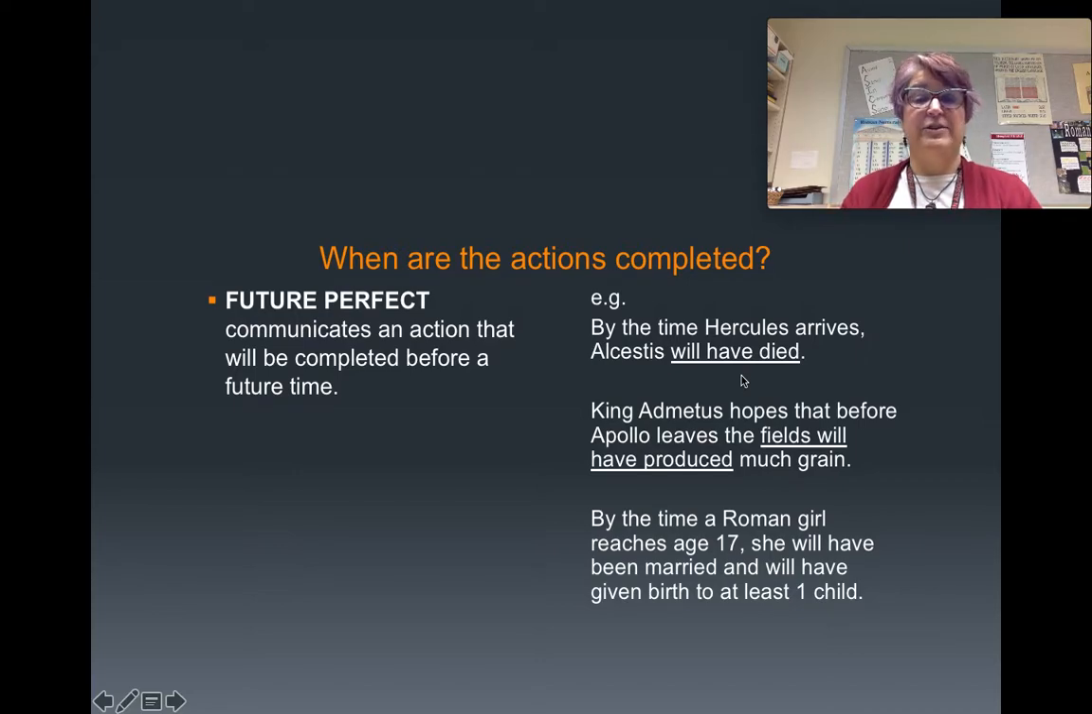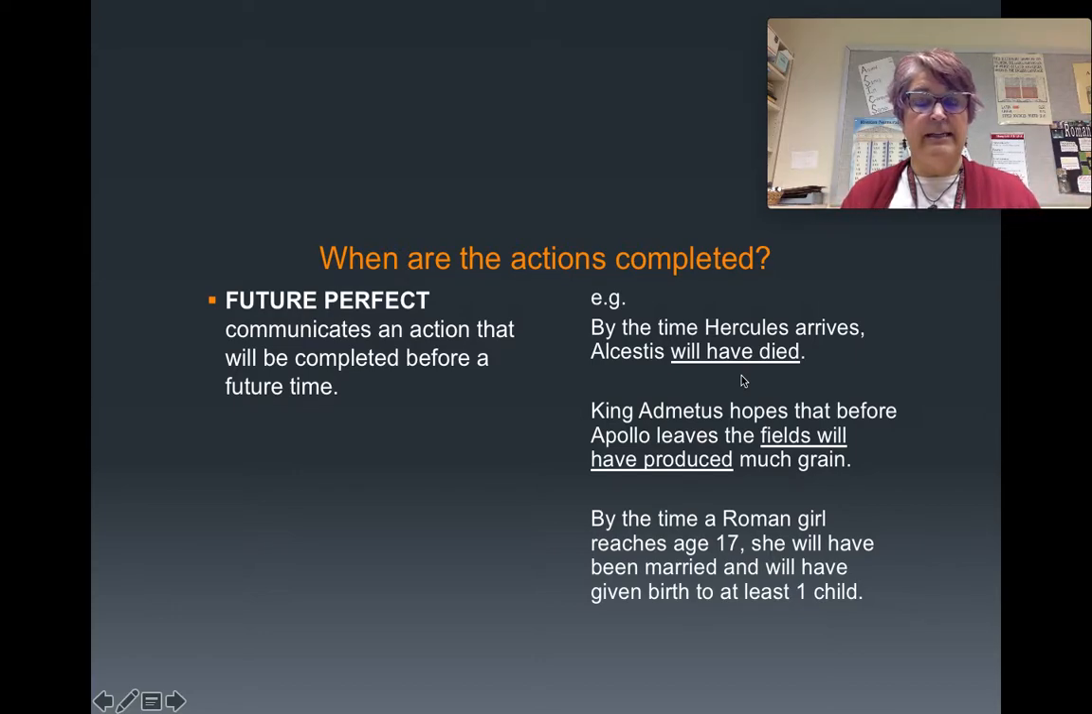When you talk about history, by the time a Roman girl reaches age 17, she will have been married. So it's like we're talking about the past, but it's the future of her life. So that's why we're using the future perfect there. And will have given birth to at least one child. We use the future perfect tense a lot in English. We just don't really think a lot about it.